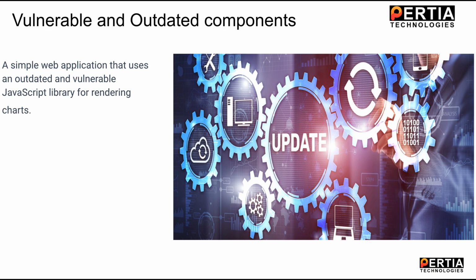Now, an attacker identifies the vulnerability in the library and exploits it. They can craft a malicious script and inject it into a user input field on the application. It can be a comment box. What happens when a user views the page with this manipulated comment containing the attacker's script? The vulnerable JavaScript library gets executed. This can lead to various consequences. It can lead to stealing user session cookies, spreading malware, or even defacing the website.